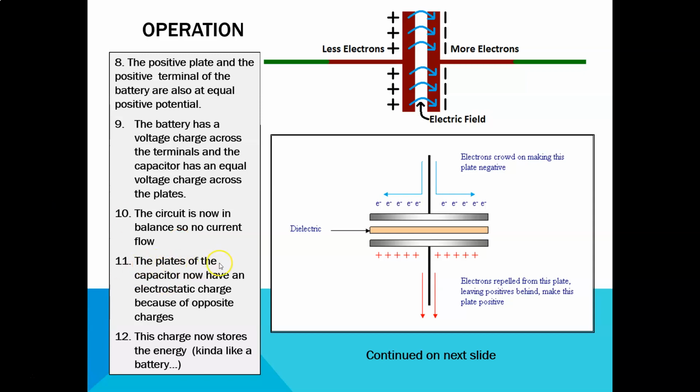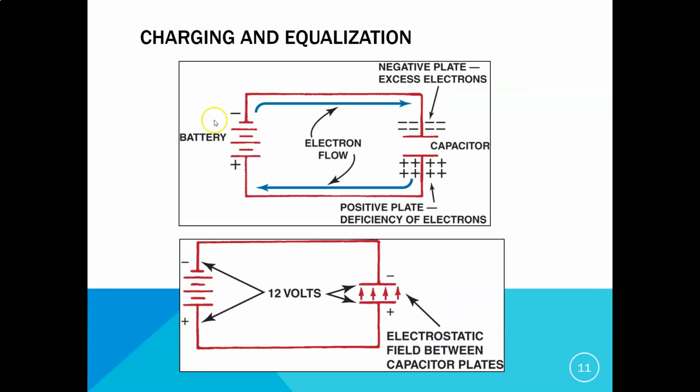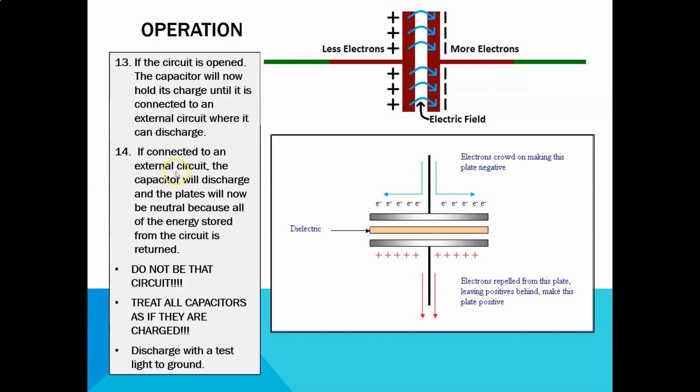The plates of the capacitor now have an electrostatic charge because of the opposite charges. This charge now stores the energy like a battery. If the circuit is opened, the capacitor will hold its charge until it's connected to an external circuit where it can discharge. If connected to an external circuit, the capacitor will discharge and the plates will be neutral again, because all the energy stored from that circuit is returned back into the circuit.